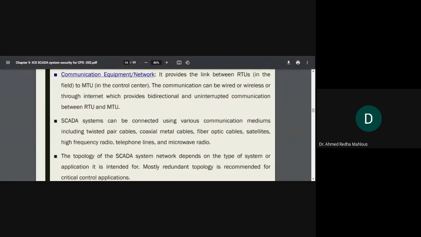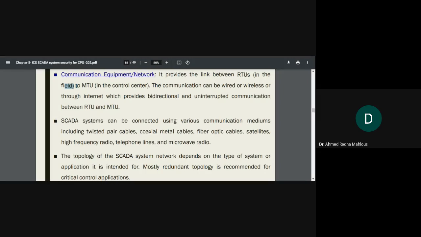We looked at the communication equipment. We said that we have various types of communication between the RTU and the MTU, the control center. Here we talk about the RTU in the field, and the MTU in the control center. This communication can be wireless or wired. You can use cables, twisted pair, metal, fiber optic, satellites, high frequency radio, all the types of communication, whether it is wired or wireless.